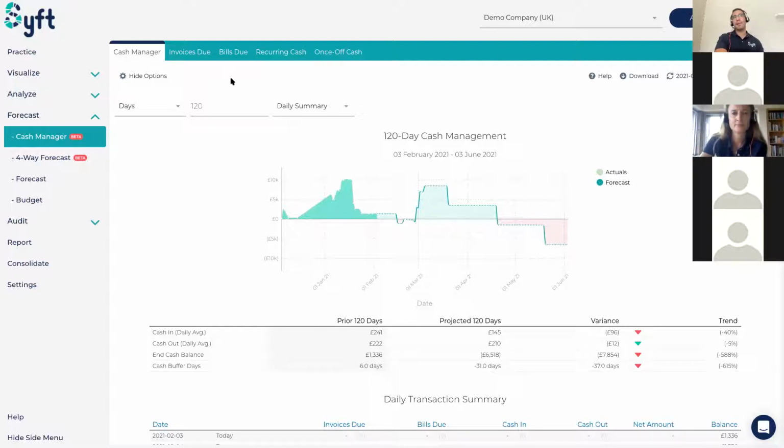Now, it's built up with invoices in your client's accounting software, with bills in their accounting software, and with real-time data. So it's cloud only, QuickBooks Online, and Xero. Below this graph, you've got just a summary table to give you some insights of what happened in the last 120 days and what will happen in the next 120 days.